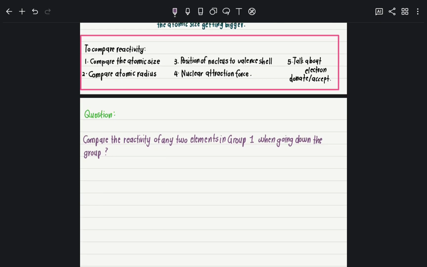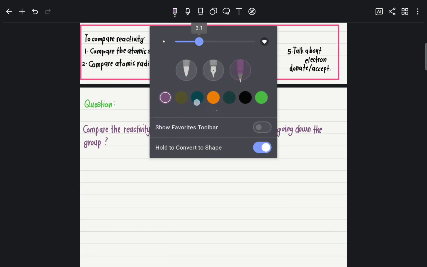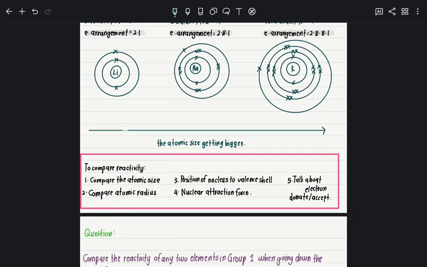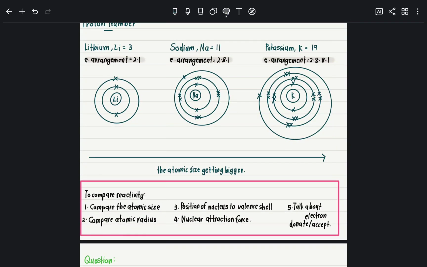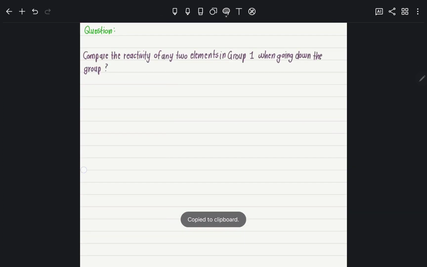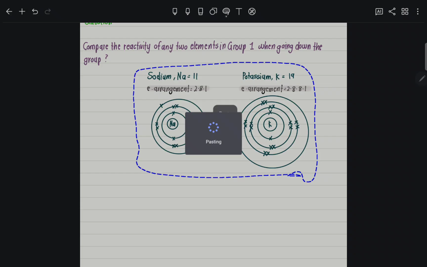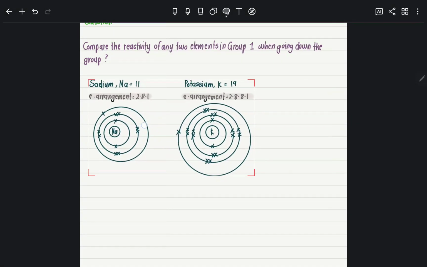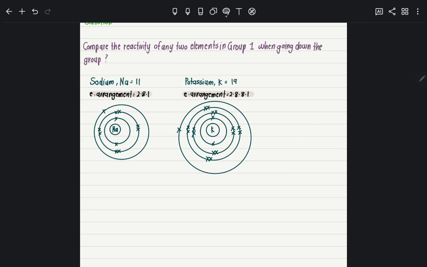Let's say I choose, wait, take this color. I choose sodium and also potassium. It's okay, you can choose this one, right? So you have to draw, I don't need to, I can just copy paste. Sorry, where I am it's currently raining, so you may hear the sound of rain.